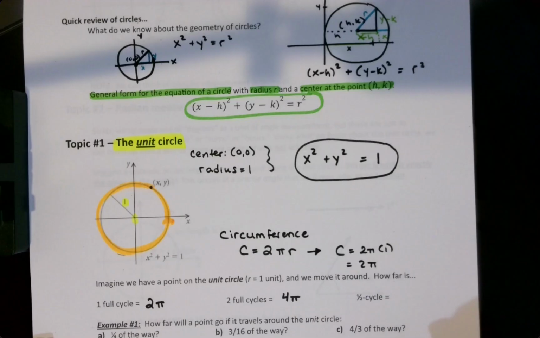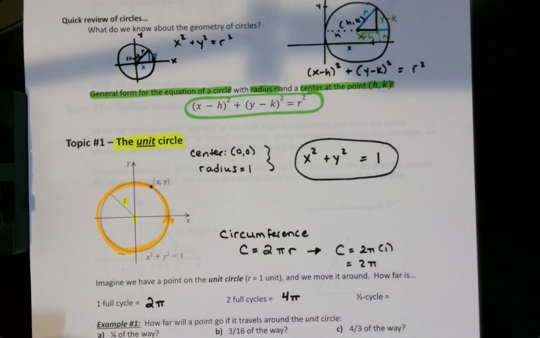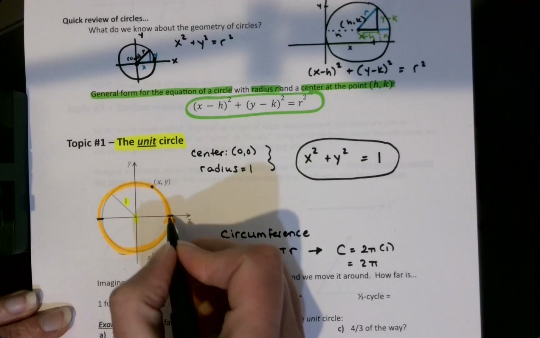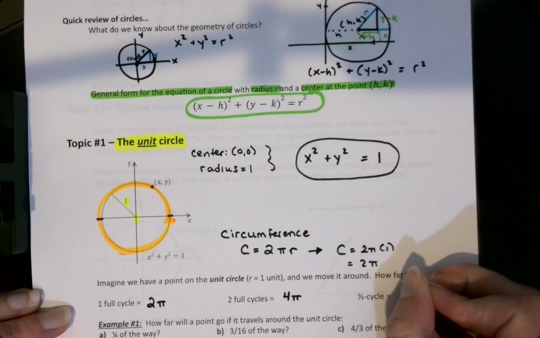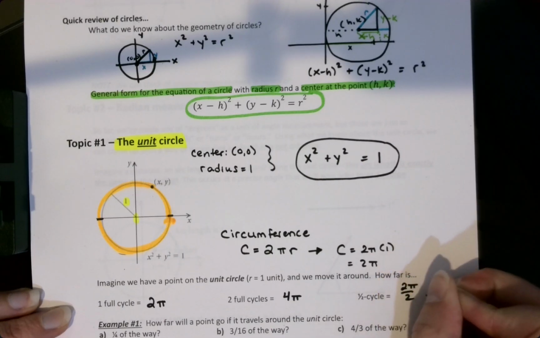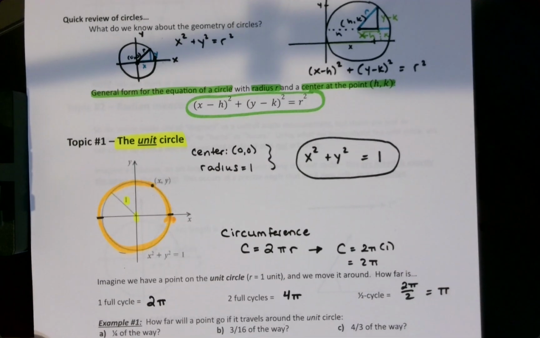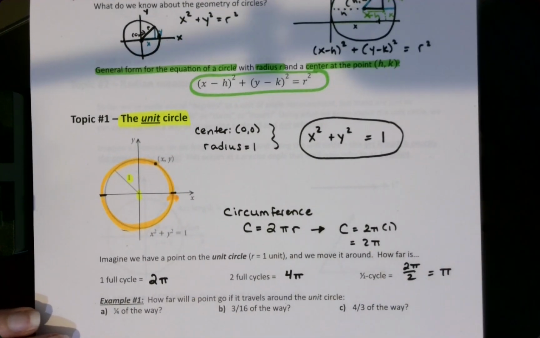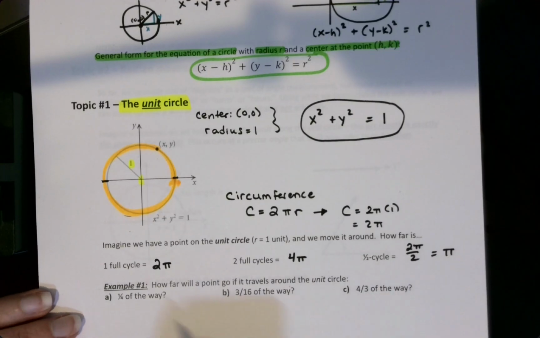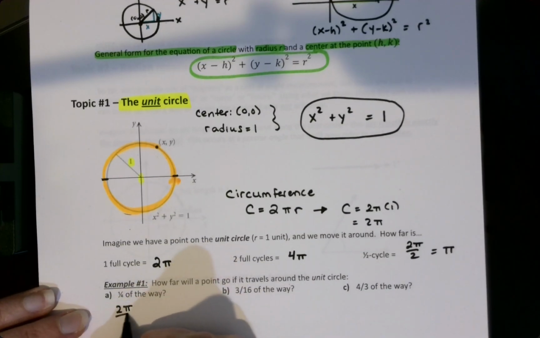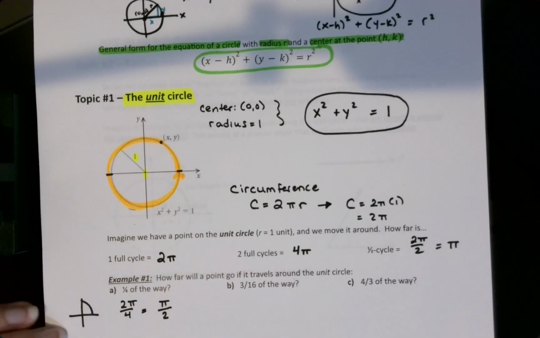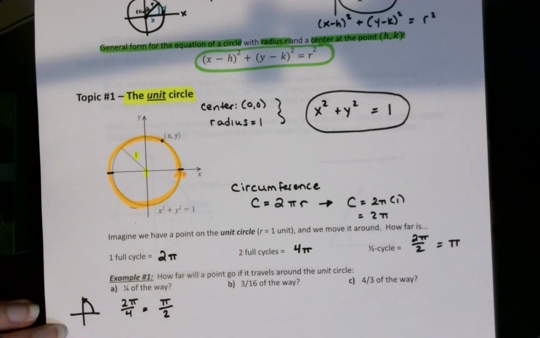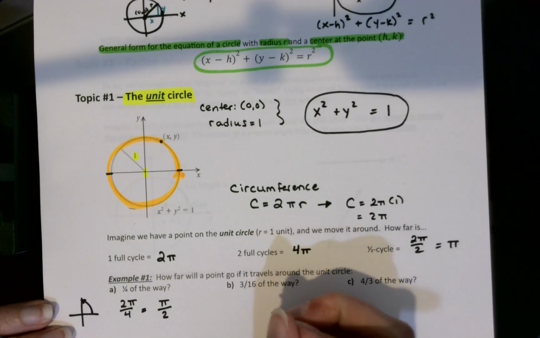And if you go half of a cycle, you would go only 1 pi. 2 pi all the way around, you would go 2 pi divided by 2. You'd go a distance of pi around the edge of that circle. What if we went 1/4 of the way around? 2 pi divided by 4 would be a distance of pi over 2. So if I went 1/4 way around up to this area, I would have gone a distance of pi over 2.